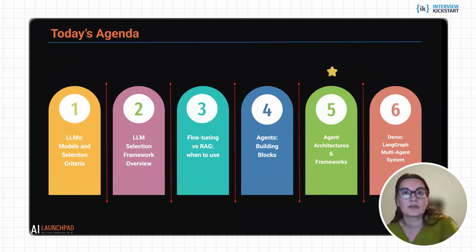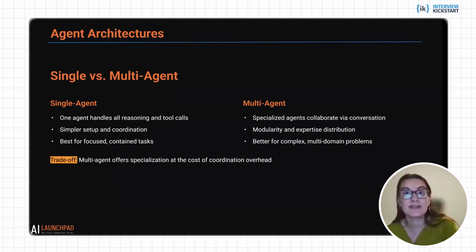Quickly talking about common architecture patterns. First, let's talk about multi-agent versus single agent. In single agent architectures, a single agent handles everything. It's simpler, faster, and easier to debug. In a multi-agent system, one agent plans, one agent executes, another critiques, and they need to communicate with each other.